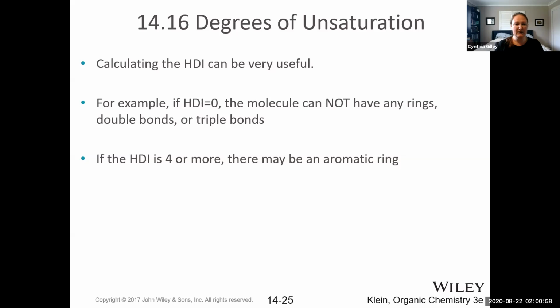If you have an HDI of 1, then it becomes possible because now you have 1 pi bond or 1 ring. When you have an HDI of 2, now you have more possibilities. It could be 2 pi bonds, which could be 2 different alkenes or 1 triple bond. Or you can have 2 rings, or 1 pi bond and 1 ring. So the possibilities as the HDI goes up become more broad. And one other thing to note is that if you have an HDI of 4 or more, you might have an aromatic ring in your compound. Because think about the benzene ring. There's 1 ring and 3 pi bonds. So that would equal an HDI of 4.